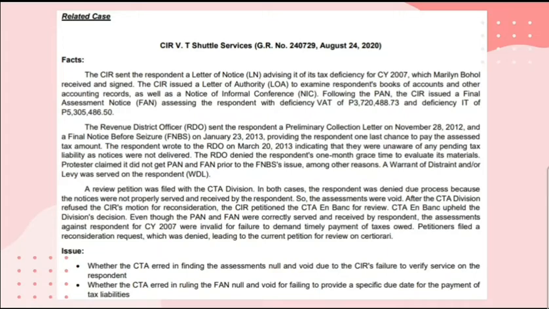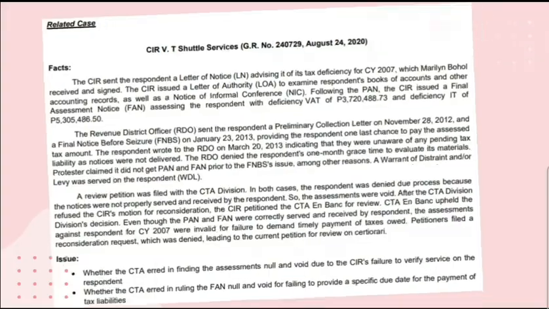The issues and ruling for this case are as follows. The first issue is whether the Court of Tax Appeals erred in finding the assessments null and void due to the Commissioner of Internal Revenue's failure to verify service on the respondent. The second issue is whether the Court of Tax Appeals erred in ruling the final assessment notice null and void for failing to provide a specific due date for the payment of tax liabilities.